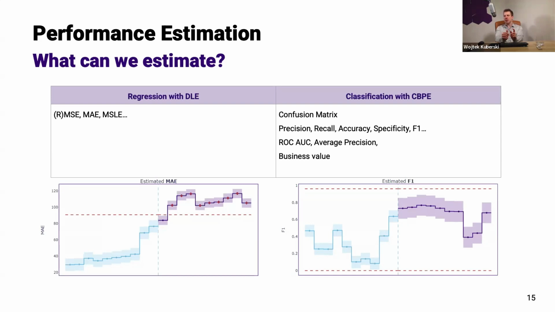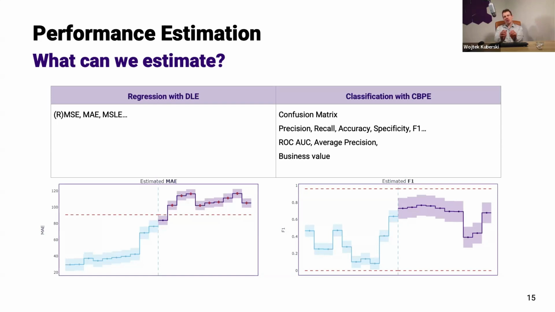We can also estimate precision, recall, accuracy, specificity, F1, any metric that is based on the confusion matrix itself. Then we can also estimate ROC AUC and average precision, which are also based on the confusion matrix, but they are more combinatorial metrics, when we're not sticking to one threshold, but we're iterating over all possible thresholds. We can also estimate those.